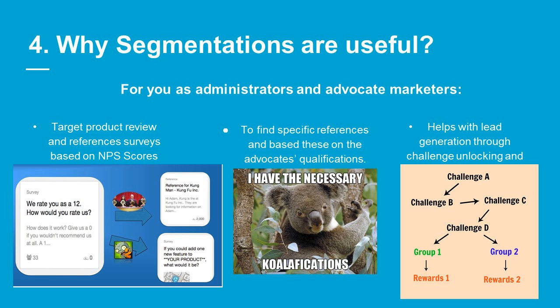Lastly, targeting can also help with lead generation. So for example, if you create campaigns that include sets of challenges to unlock after completing specific activities or achieving a specific badge, it will create a sense of desire in the advocates to be more active and to be more engaged in the hub.